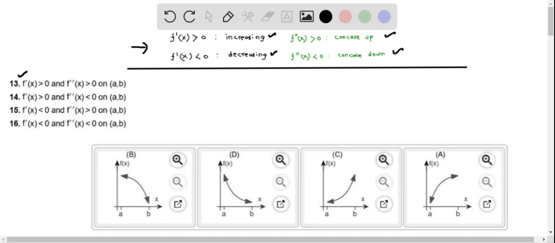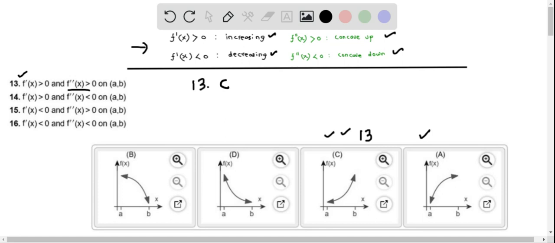Here we have the first derivative is positive, so therefore it is an increasing function. So let's choose the increasing function out of the four graphs. Out of these four graphs, here it is increasing, and this one is also increasing. And then the next condition is the second derivative is positive, which means the graph has to be concave upward. So only the graph in part C is concave upward. So therefore, for question 13, this is the correct graph. So we say that for question 13, the graph in part C is the correct graph.